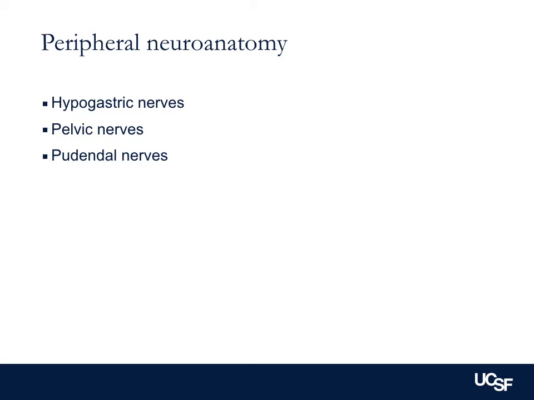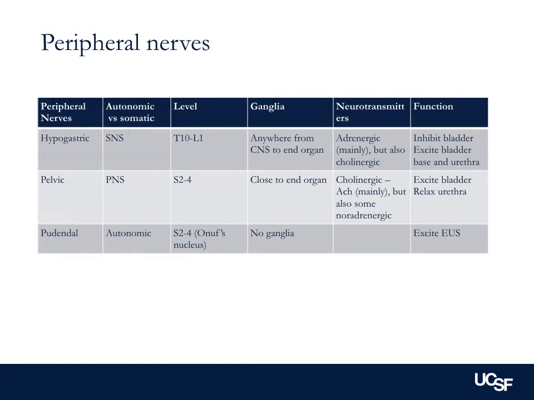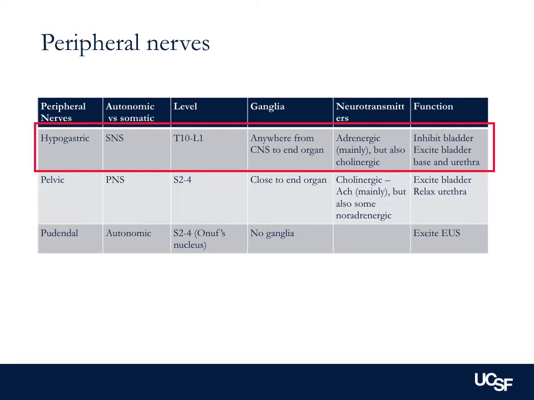Now we're going to get a little bit into peripheral neuroanatomy and talk about the hypogastric, pelvic, and pudendal nerves. So these are all peripheral nerves, and I put together this table, which I hope that you find helpful, starting with the hypogastric nerve. This is part of the sympathetic nervous system that's located in the thoracic spine, levels T10 to L1, and the ganglia, I put this column in here because sometimes there are questions on this on the in-service exam. The ganglia are located anywhere from the central nervous system to the end organ, okay? And the neurotransmitters for the sympathetic nervous system are mainly adrenergic, but can also be cholinergic.